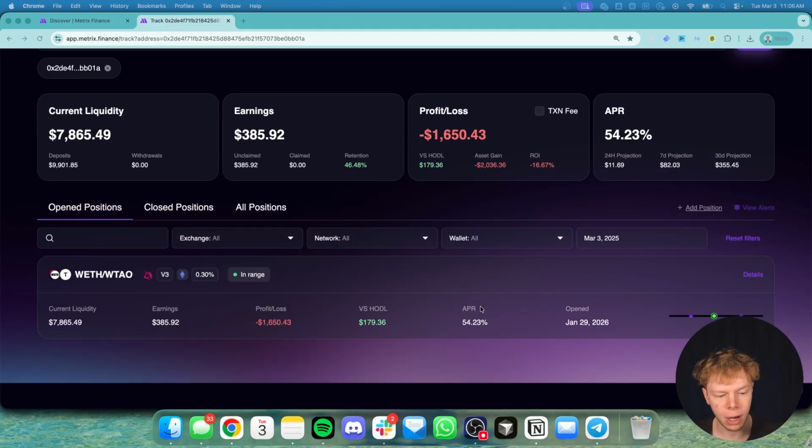So let's look at this pool that I'm in right over here, Ethereum to Tau. You can see that I have 78.65 here, and I have about 385 of earnings. Now, this is how much I currently have in the pool. Now, if we dive in deeper, you will be able to see my investment details and everything like that.